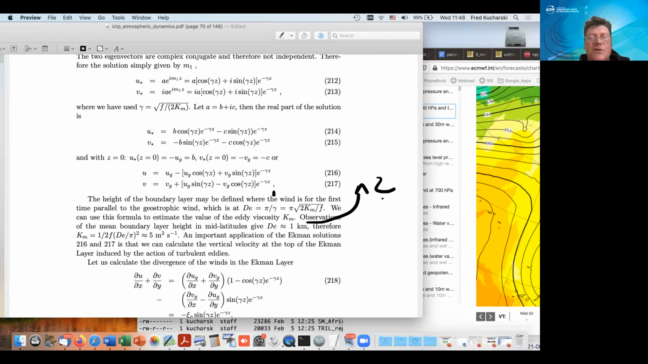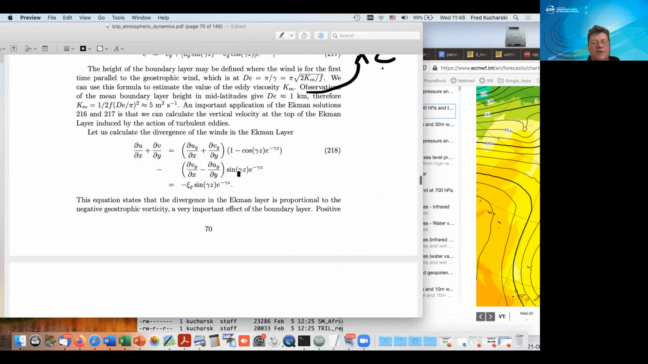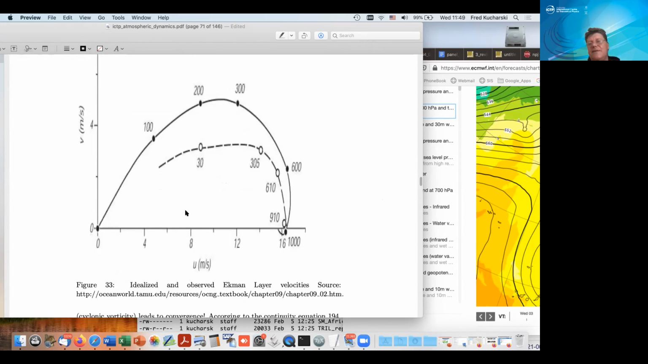This is our generic solution. So from the surface we go up, and it starts to rotate. That's a rotation in the vertical direction and a decay term. It looks like this. Actually, you start from 0. That was our boundary condition. The winds are 0. So this is some kind of idealized solution, assuming that the geostrophic wind has just a U component, no V component. And then you get this rotation.